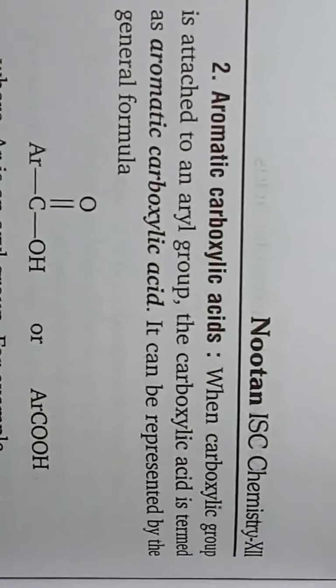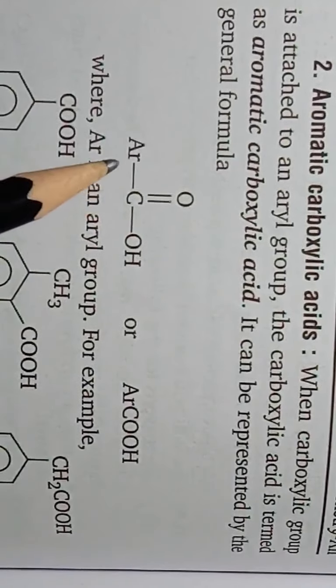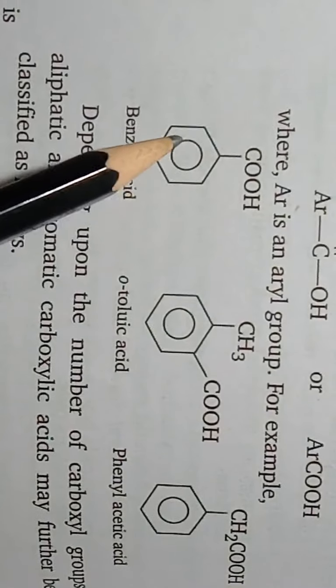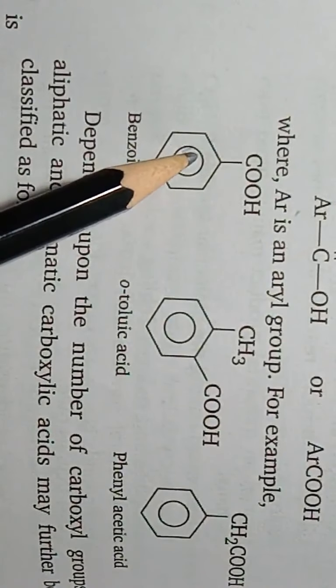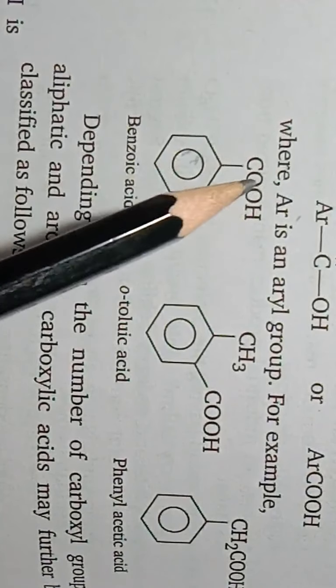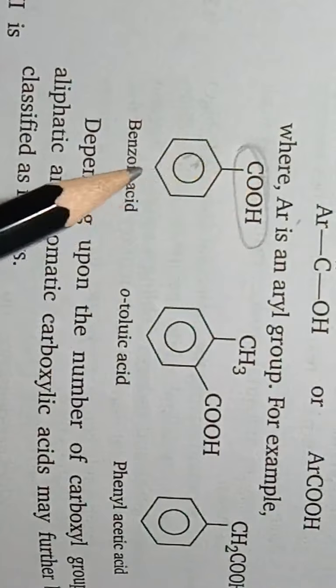Okay students. Then aromatic acids. Aromatic carboxylic acids have a benzene ring. So the first, this is benzoic acid, or you can give the name phenyl methanoic acid.